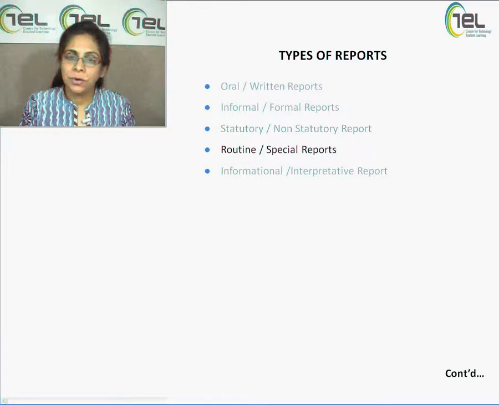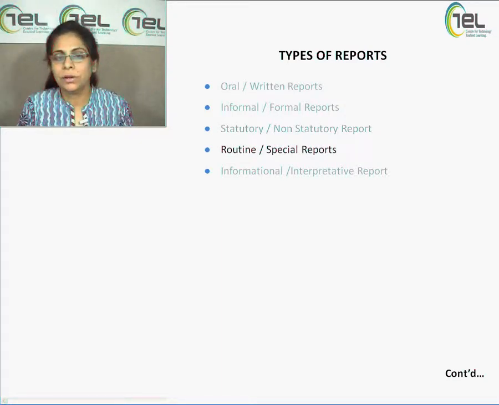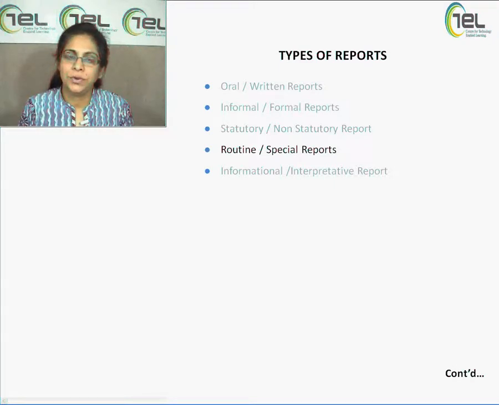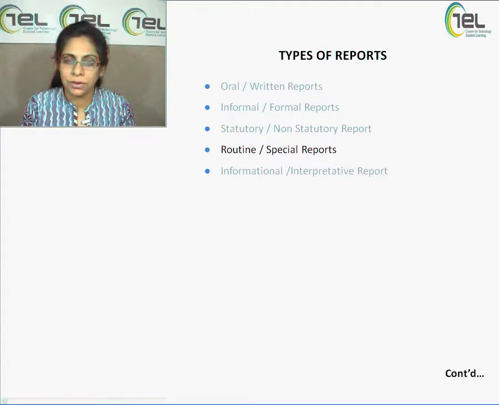Then there are the routine reports and the special reports. Any report can be any of them. It could be oral, it could be informal, it could be non-statutory, it could be a routine report. You inform as per your day's work. You need to inform the people about what was done and whether the task was done or not done, to direct and to inform.